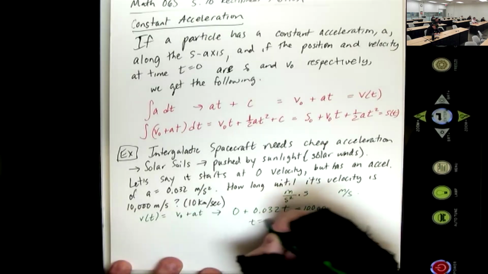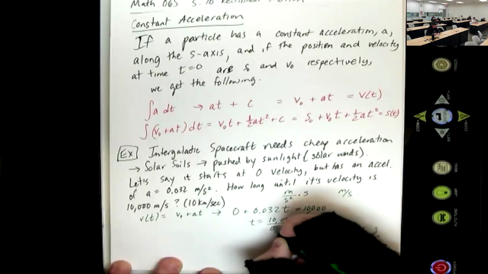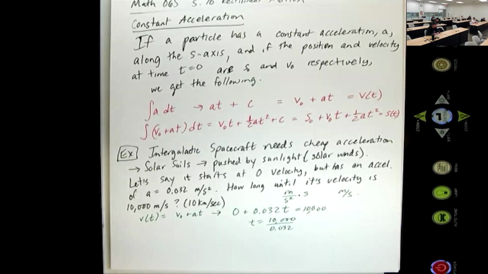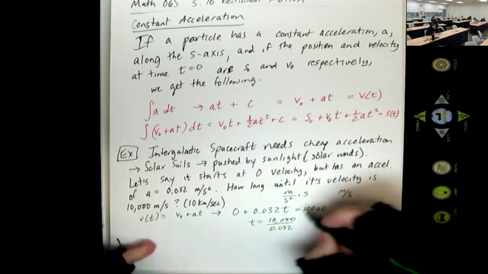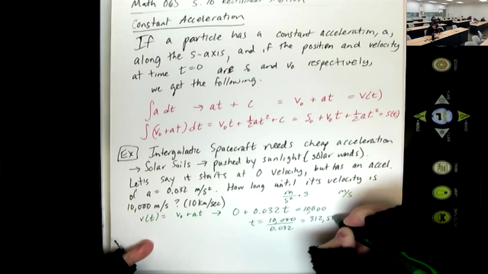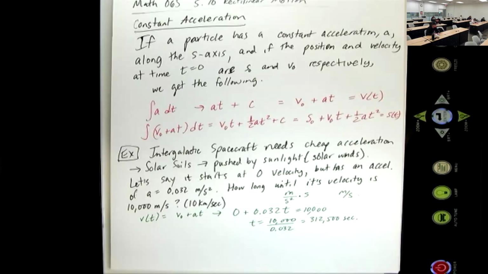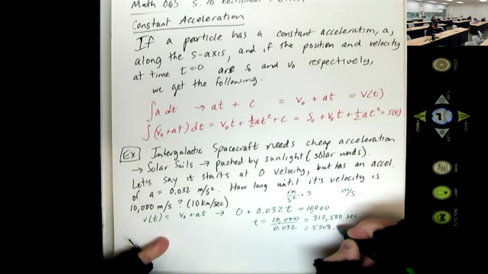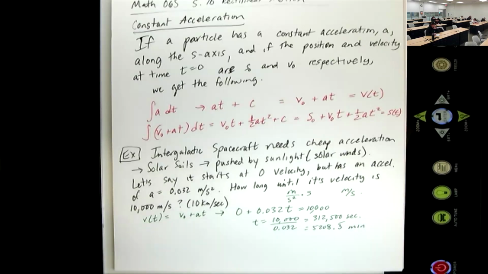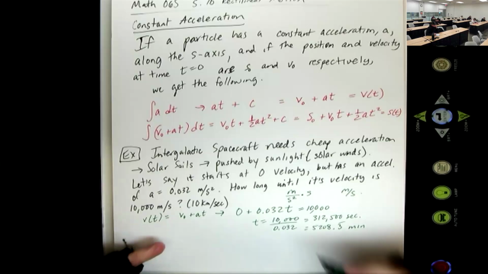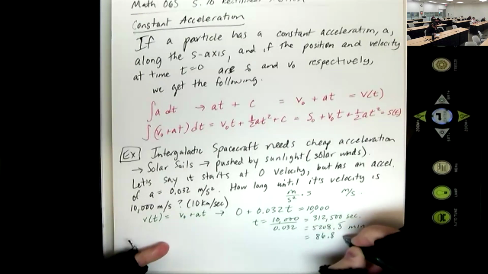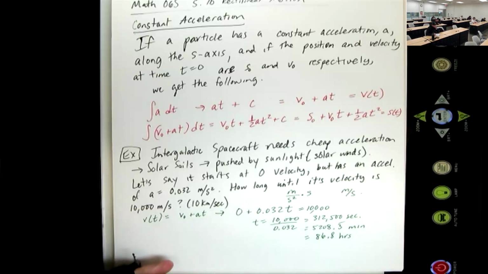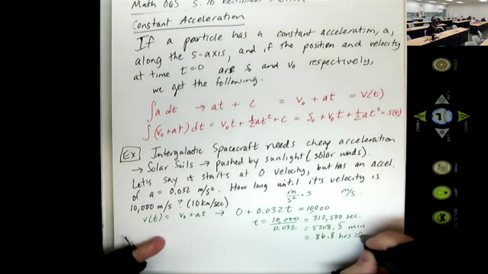If you divide that 10,000 by 0.032, we get 312,500 seconds, which sounds like a lot. But if we divide by 60 to turn that into minutes, and divide that by 60 to get to hours, and then divide that by 24, this is only 3.6 days.